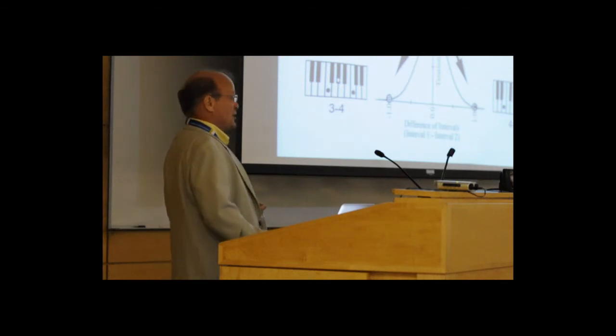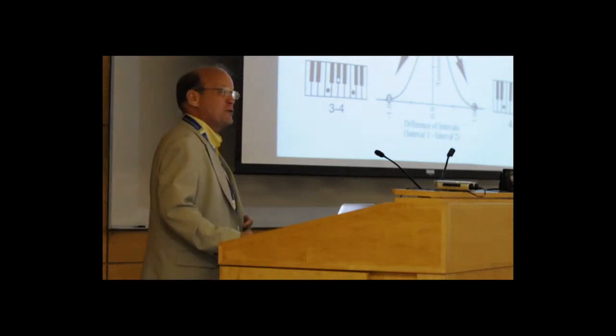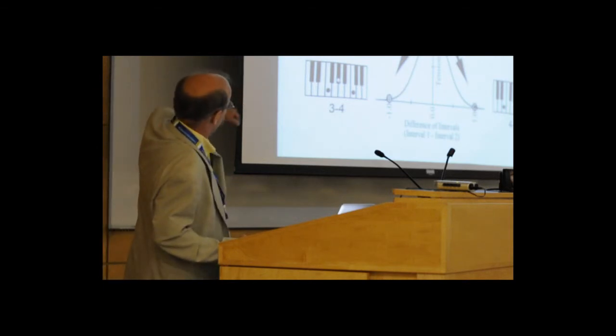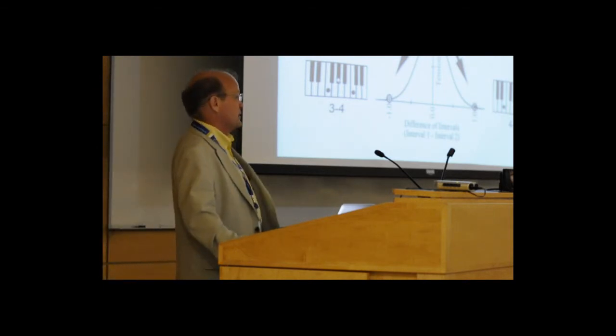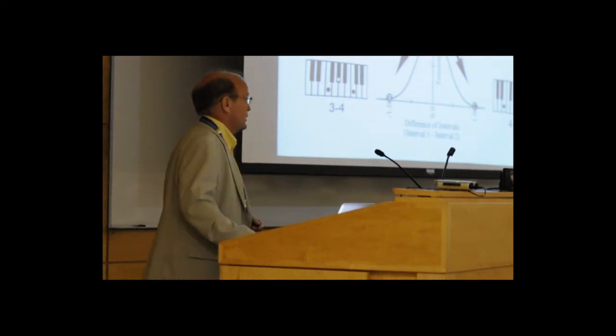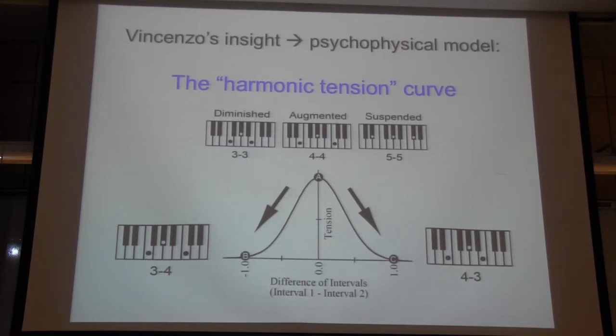so starting with Vincenzo's insight, we've turned this into a psychophysical model. And the model is very simple. It's this curve at the bottom here. It's calculated by simply finding the difference between the 2 intervals in semitone units. So you have 0 difference, 3 minus 3, 4 minus 4, 5 minus 5, 7 minus 7, etc.